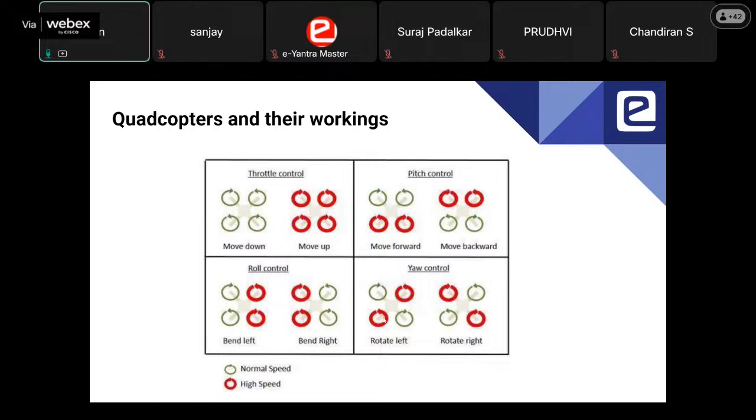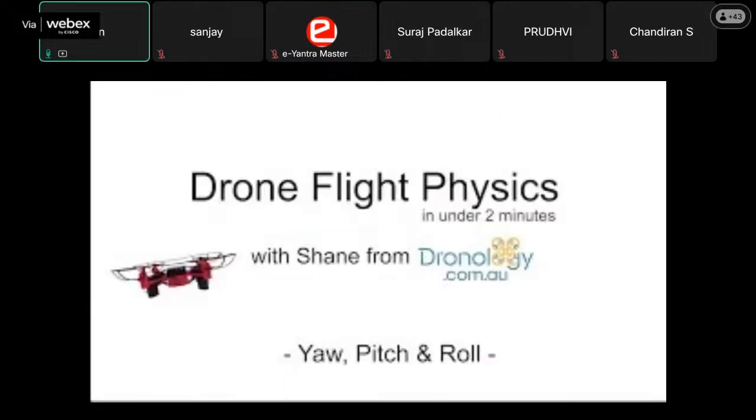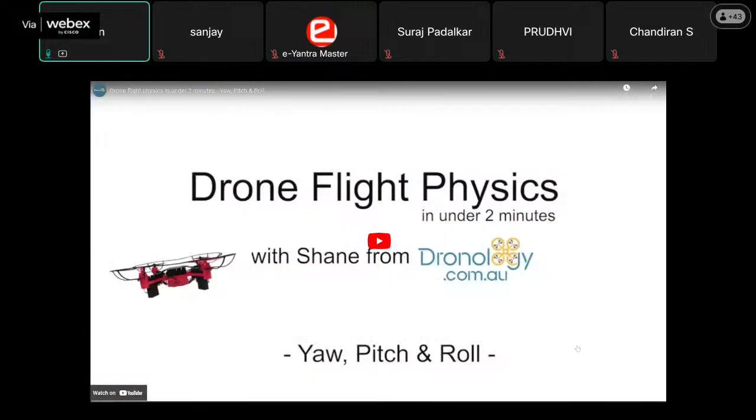can make the diagonally opposite rotors rotate with the same velocity, or increase the velocity of the diagonally rotating rotors. So if you want to yaw left, you can do it like this. Or if you want to rotate right, or yaw right, you can increase the velocity of the diagonal rotors like this. So this is how in theory you can achieve this. Let's see a small video which will explain.